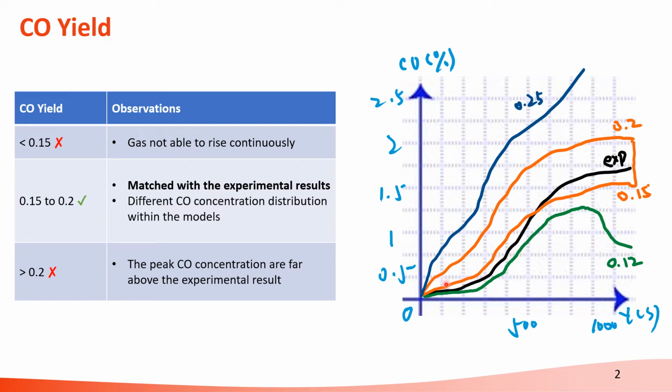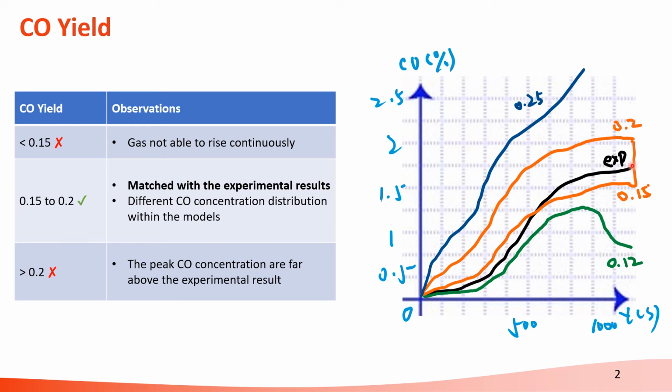So let's take a look at the 0.15 to 0.2 range of CO yield. They match the experimental result. In the simulation, there is different CO concentration distribution within the models. As you can see, the shape of the curves shows an increasing tendency, which matches the experimental curve. Also, the peak CO concentration is similar to the experimental result.